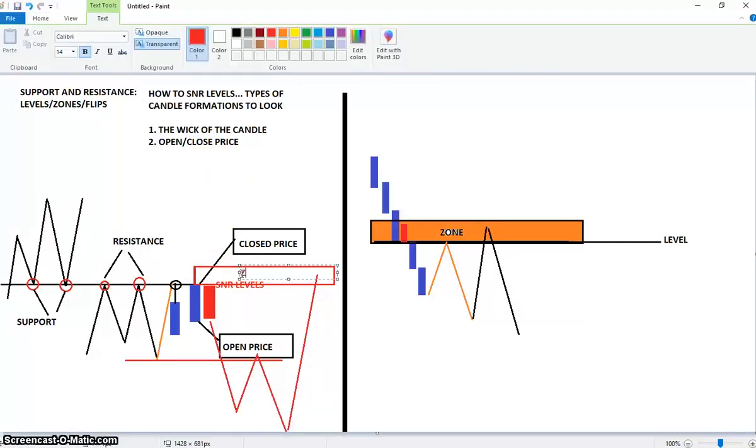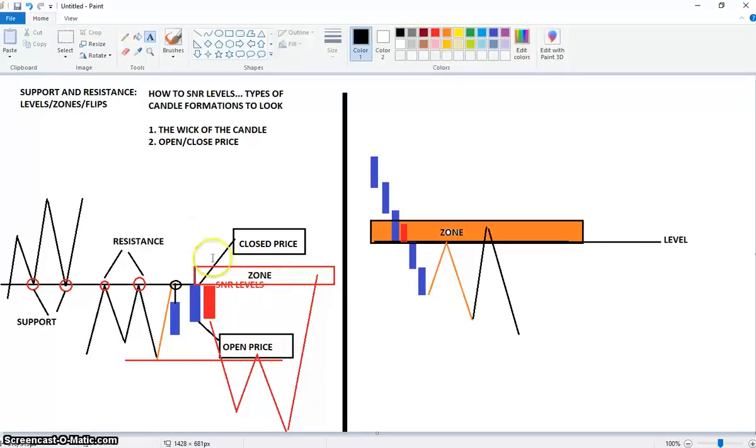Don't worry, we'll look at chart. Okay? We'll look at chart to give you clearer understanding. We will look at chart for a much better understanding. Okay, so that is it. Price can reject from zone. So support and resistance level, zones, flip. We'll do flip now.